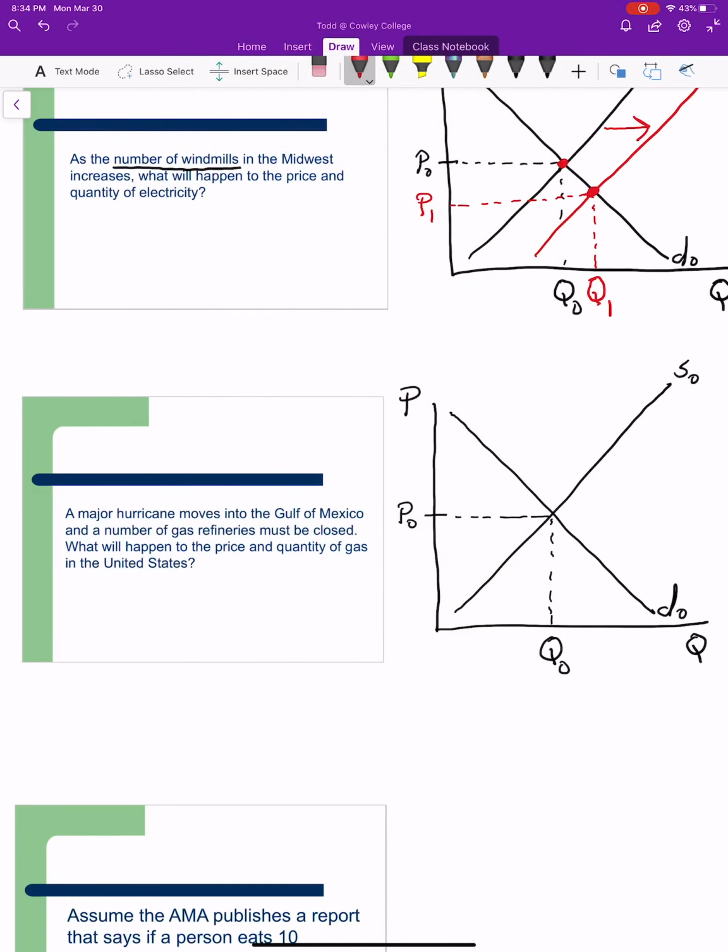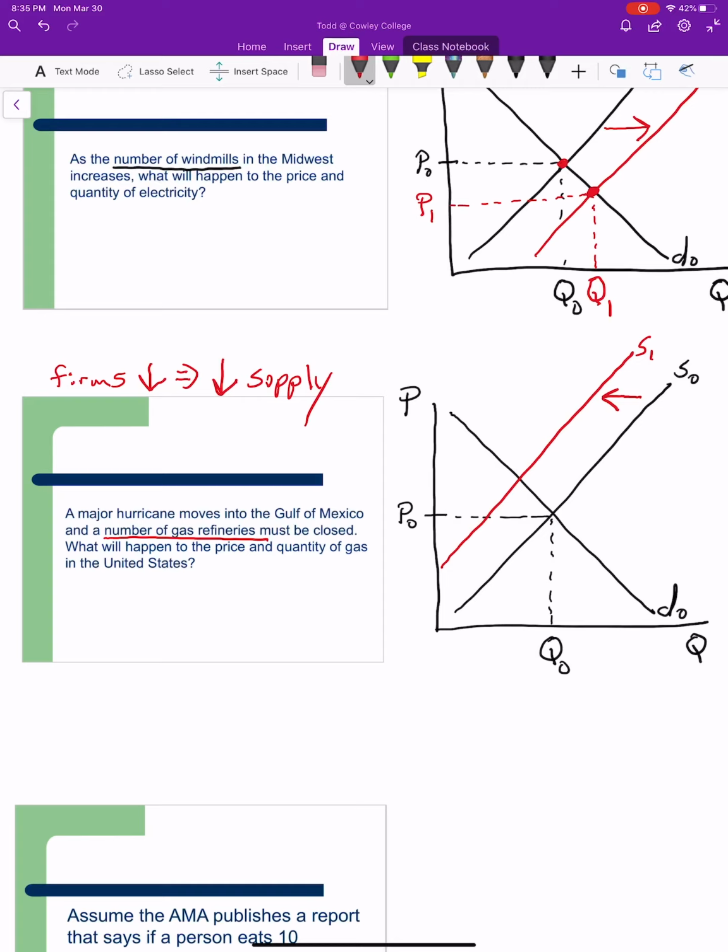And in this particular case, as this hurricane moves in, the number of gas refineries, or the number of firms in this particular market, is going to decrease. They're not going to be able to produce as much gasoline as they did before because now they're closed. And when the number of firms goes down, that supply curve decreases. And as supply decreases, that shifts the supply curve back and to the left. So there's your decrease in supply.